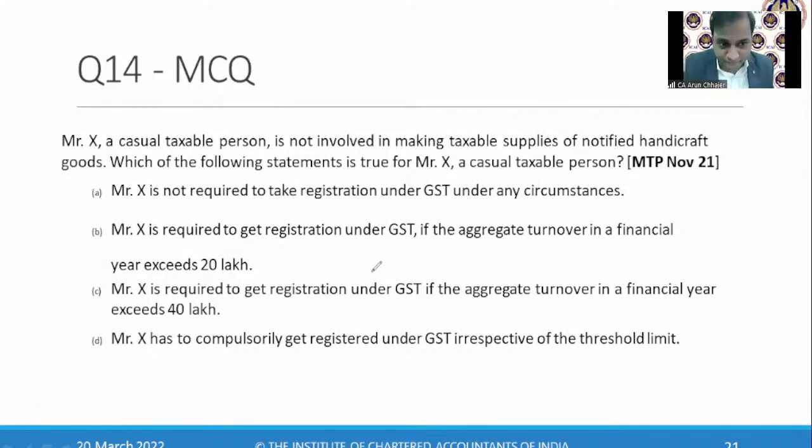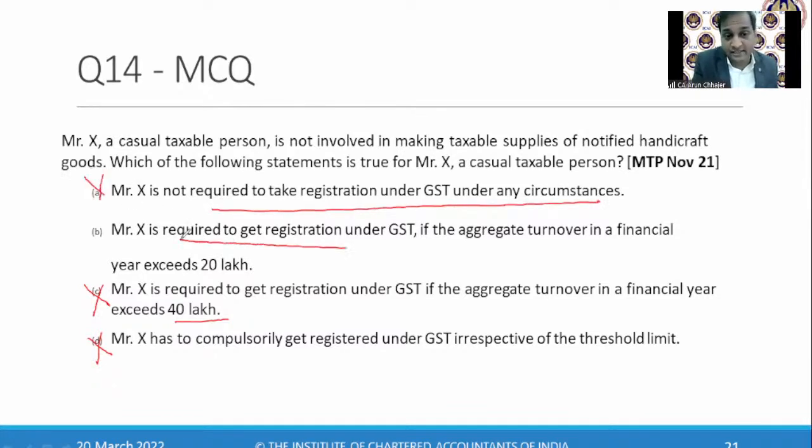Great, Pooja. Has to take compulsory? Answer is no. Is required to get registered at 40 lakhs? Answer is no. Is not required to take registration? Answer is no. X is required to take registration if aggregate turnover in the financial year exceeds 20 lakhs. The correct answer is option B. I hope it is clear.